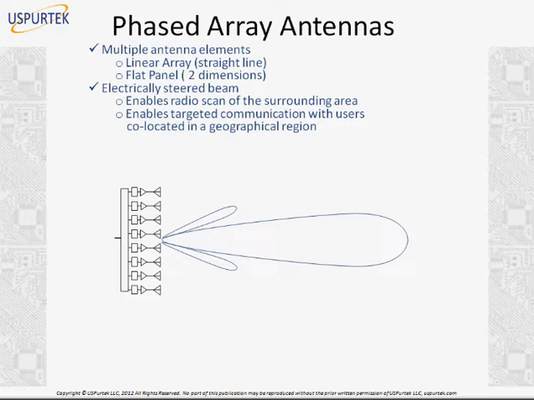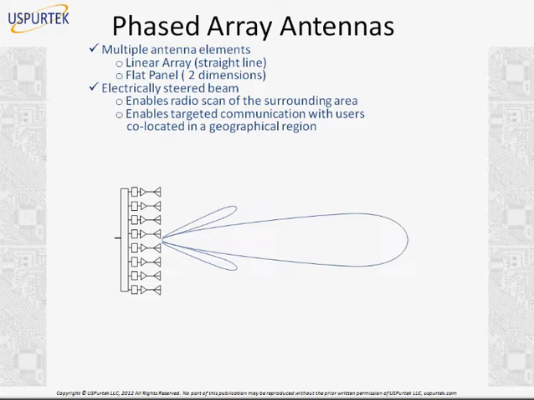We want to move it left, right, up, down; we can move in that direction. So this will enable us to scan or do a radio scan of the surrounding area, like a typical radar application, or we use a targeted communication with users. Let's say we have a group of users in a certain geographical region. Like when you're in the battlefield, the military needs to transmit signal in a specific direction. So they will typically have phased array antennas.